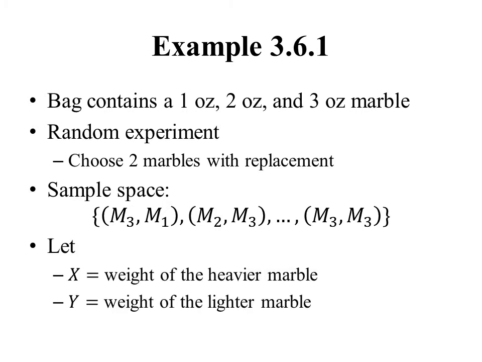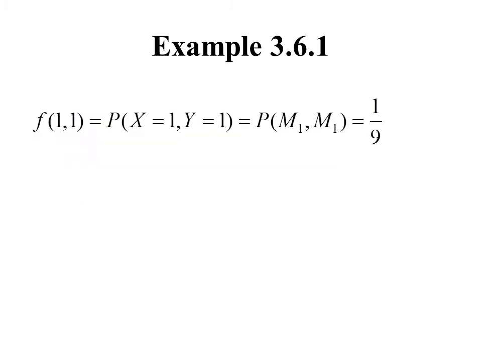So the 2 random variables we're going to deal with here are X, which is the weight of the heavier marble, and Y, which is the weight of the lighter marble. So let's calculate a couple of values of the joint PMF. So for instance, let's do f of 1,1. By definition, that's the probability that X equals 1 and Y equals 1 at the same time. Or in other words, it's the probability that the lighter marble weighs 1 ounce and the heavier marble weighs 1 ounce. Well, that can only occur when both marbles I get weigh 1 ounce. So there's only one outcome in which both X and Y equal 1. So the probability of that happening is 1 divided by the size of my sample space, so 1/9.